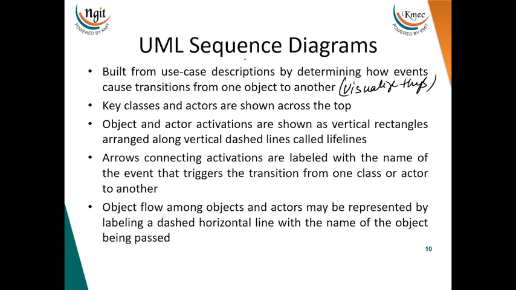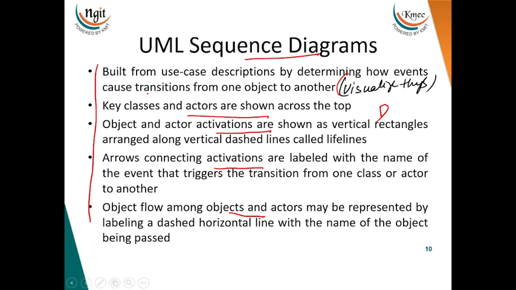This is a very important point of view. Build a use graph to determine how the event transitions, visualizing things in a sequence diagram. Key class actors are shown across the top. Objects and activations are shown in a rectangular box. Arrows are labeled. Object flows are represented. We can understand this with the help of an example.